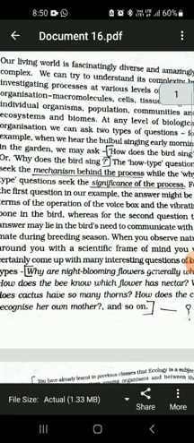Similarly, when you observe nature around you with a scientific frame of mind, you will certainly come up with many interesting questions. Why are night blooming flowers generally white? How does the bee know which flowers have nectar? Why does the cactus have so many thorns? Why does the chick recognize her own mother? How does the chick recognize her own mother? And so on.